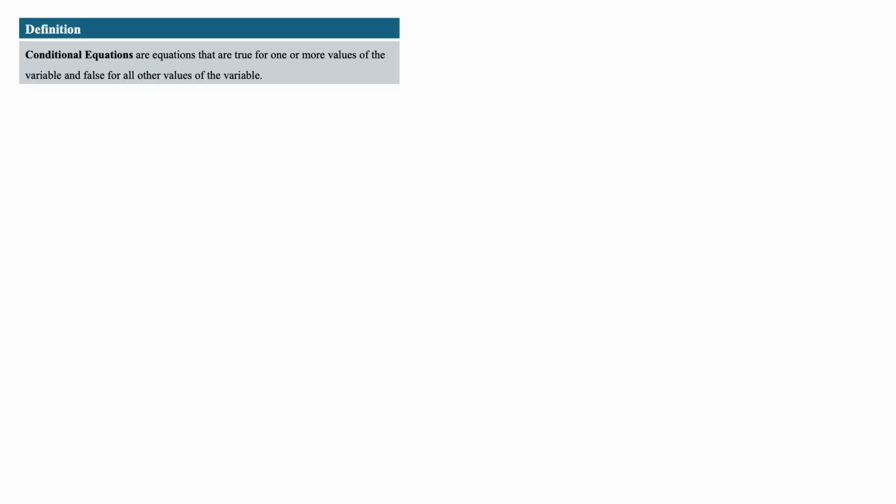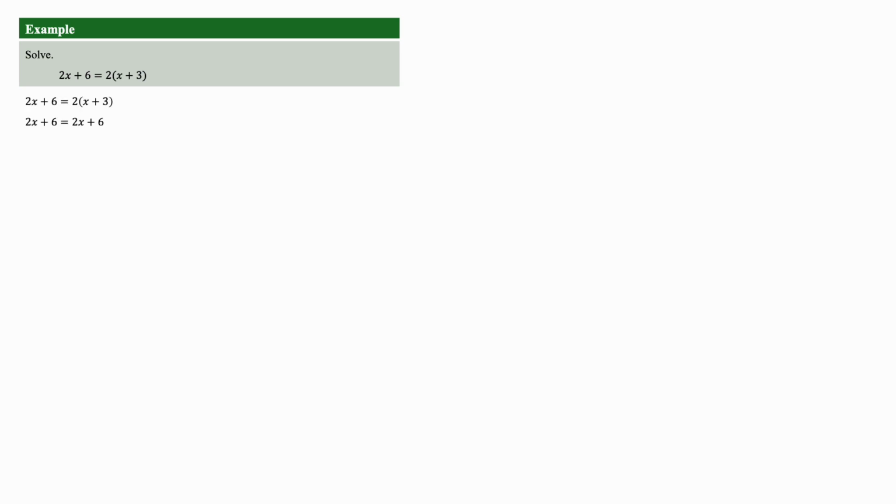And then let's take a look at a conditional equation. Conditional equations are equations that are true for one or more values of the variable and false for all other values of the variable. For example, let's solve 2x plus 6 equals 2 times x plus 3. We first have to distribute the 2 to the x and to the 3, and we get 2x plus 6 equals 2x plus 6.